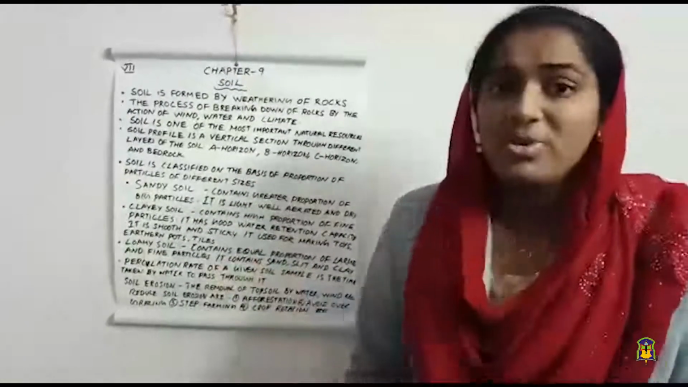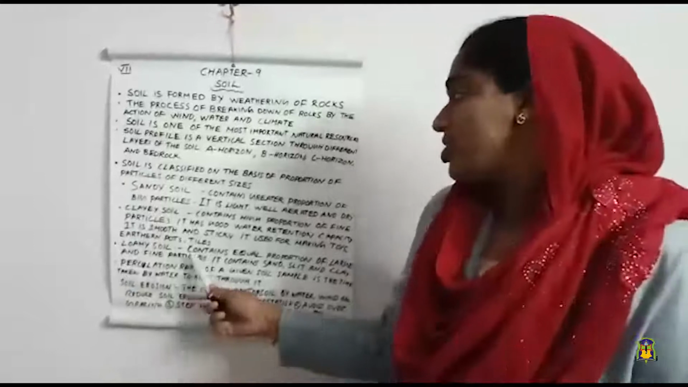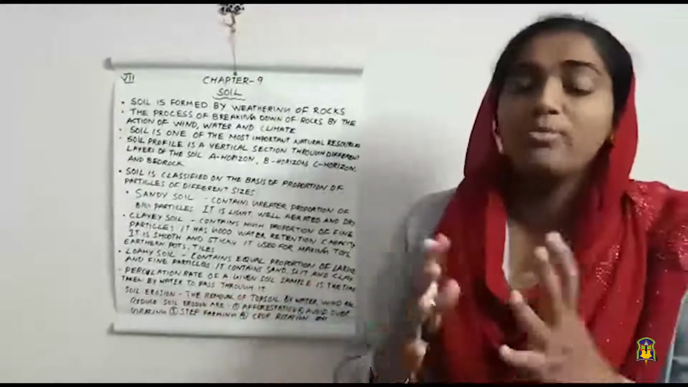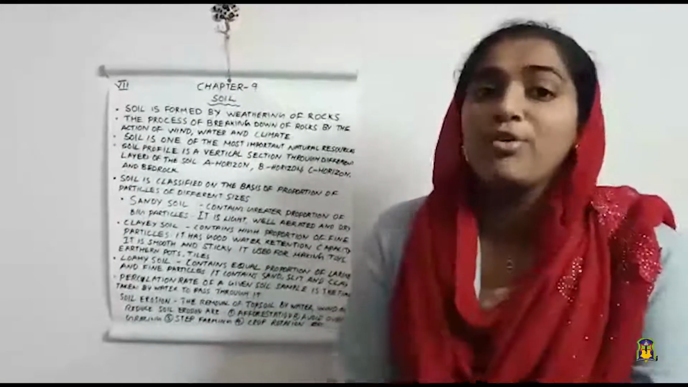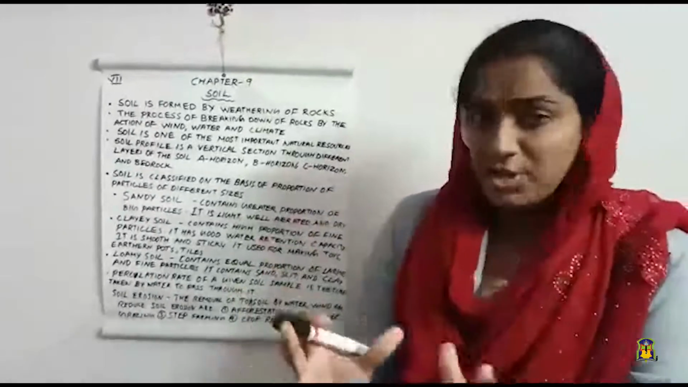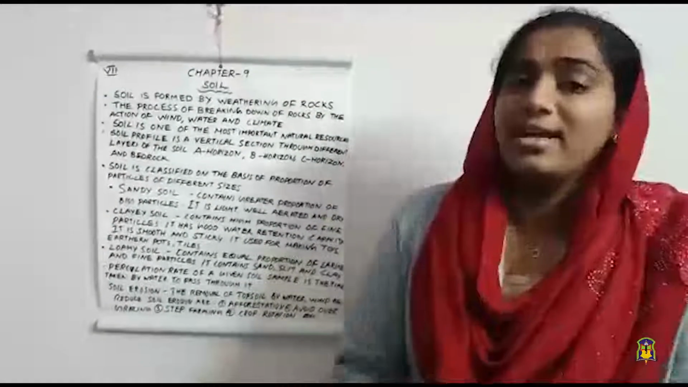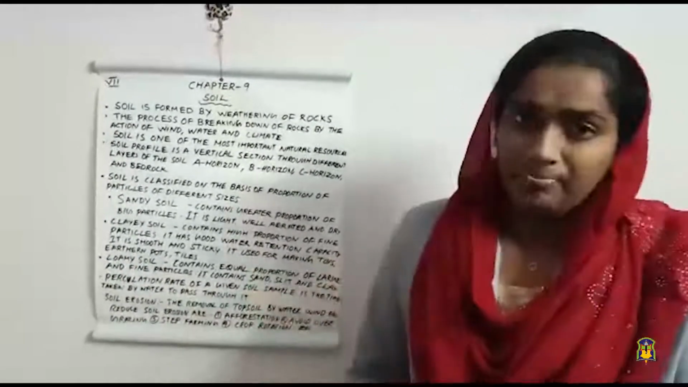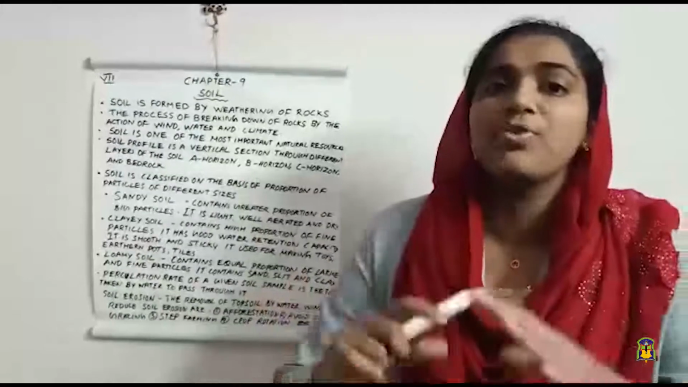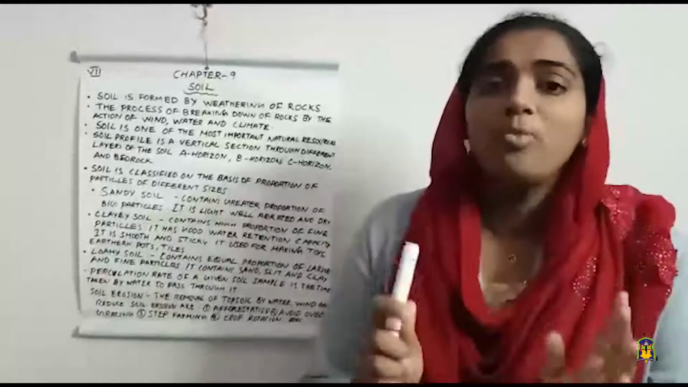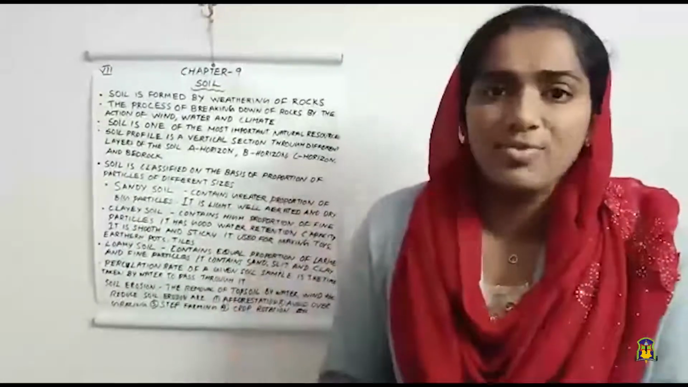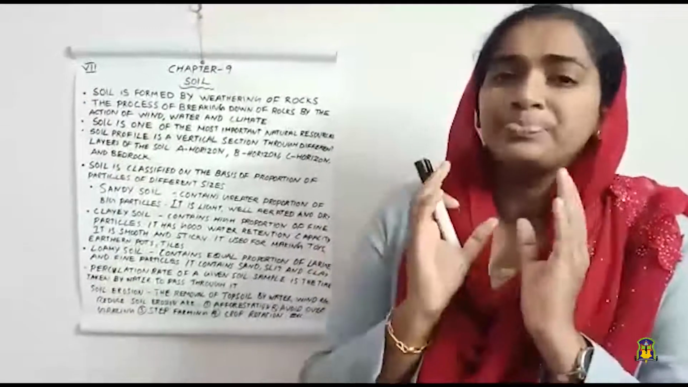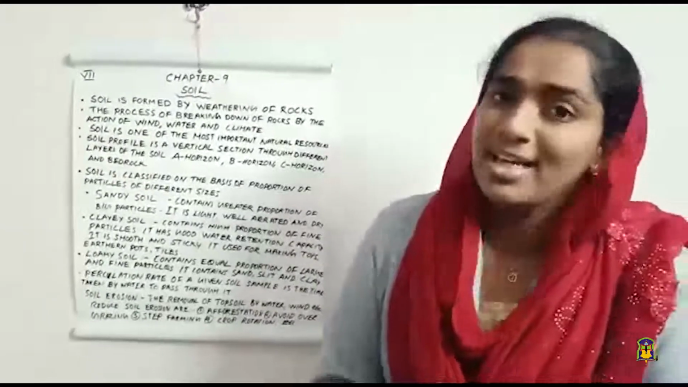Next one, loamy soil. What is loamy soil? Loamy soil contains equal proportion of large and fine particles. It is a mixture of clay and sandy soil, so it contains sand, silt and clay. Loamy soil is best for growing plants. What is the reason? Loamy soil contains humus and it has the right amount of water holding capacity.